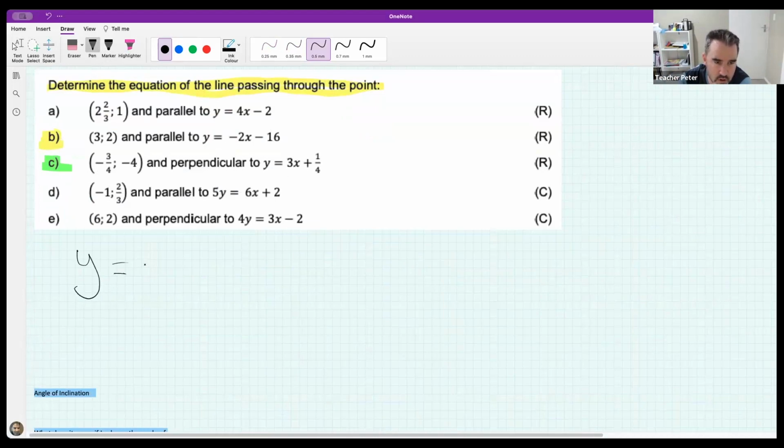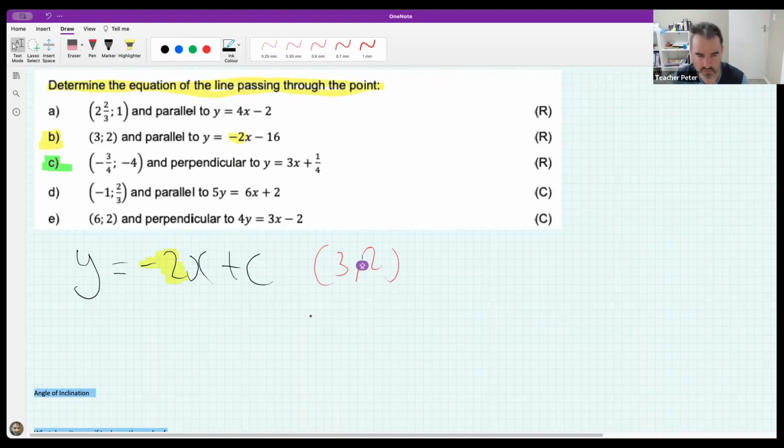If lines are parallel, they must have the same gradient. And since the gradient of this is -2, the gradient of the line I'm looking for must also be -2. And you need to then use the point 3, 2 to help you find what C is. So I'll wait for your answer in the chat as to what you get. If you've got the answer for B, you can go on to C in the meantime.